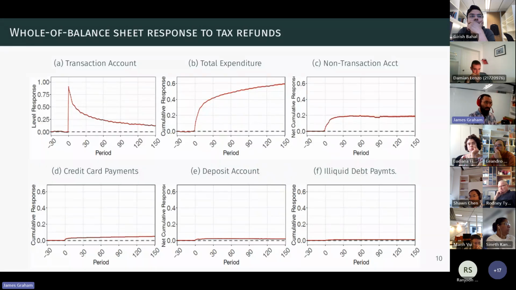non-scheduled credit card payments. So people do make small transfers to credit card balances. It's less than 10% of the total receipt of the refund, but it's something. People do move money into deposit accounts, so more like long-term deposit accounts, and people do move a very small amount of extra money into illiquid debt payments. So they do use a little bit of this extra funds to pay off mortgages, but it's very, very small. So this is what's happening across your balance sheet.